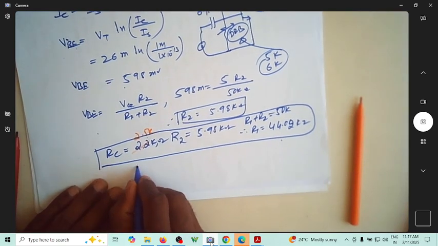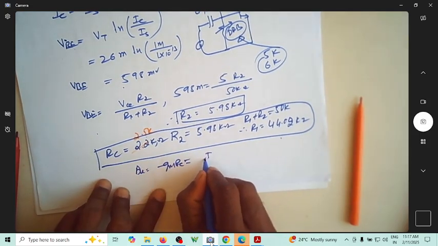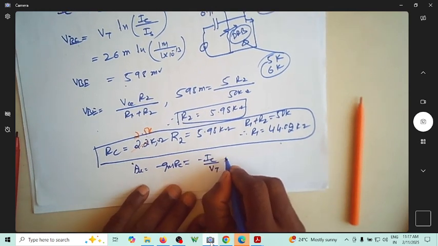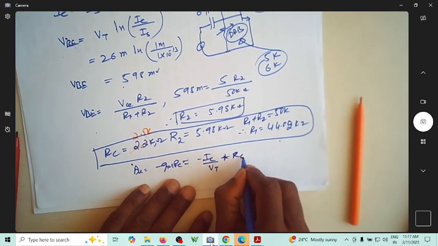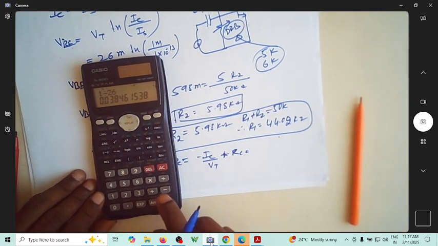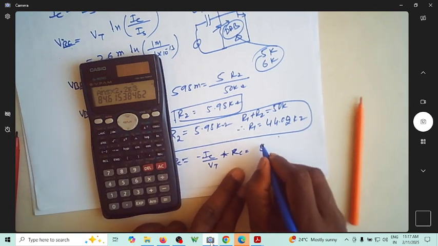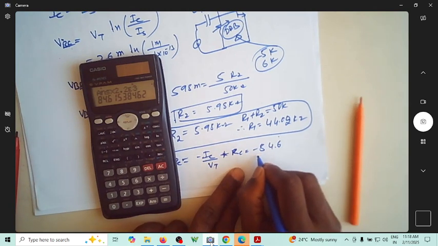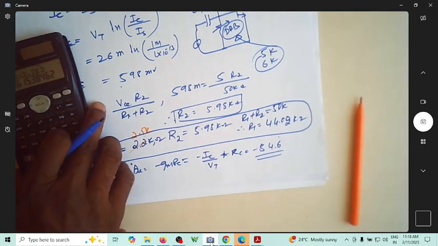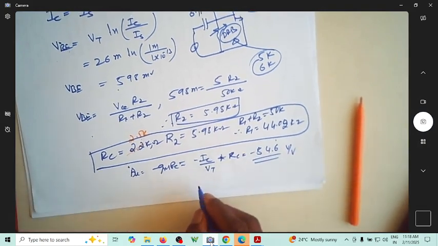So how do we find the gain? AV is nothing but minus gm into RC. We know that gm is nothing but IC by VT, multiplied by RC. So how much is it? It is 1 by 26 into 2.2 times 10 to the power 3. So you are looking for a gain of minus 84.6. So it's expecting a gain of around 84 volt per volt.